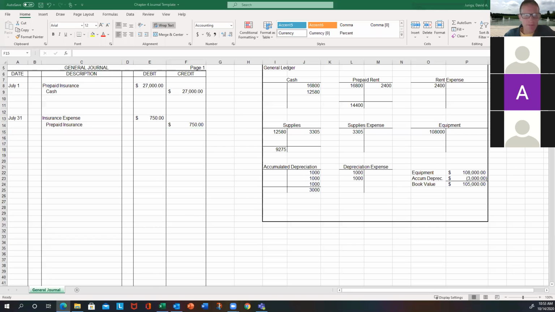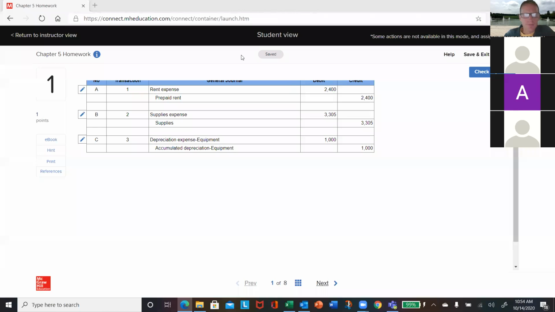Hold on, because we already have that answer input. Let me get this up. The depreciation expense is just the expense account. The accumulated depreciation is an asset account. When you see accumulated depreciation, they call it a contra asset, but it's an asset account on the balance sheet with a credit balance.